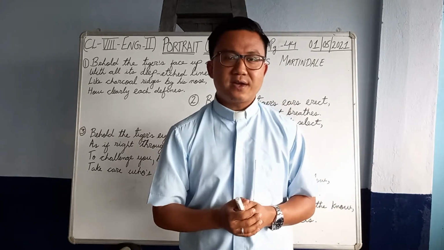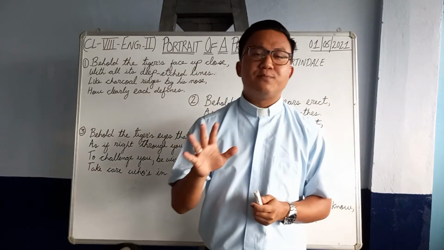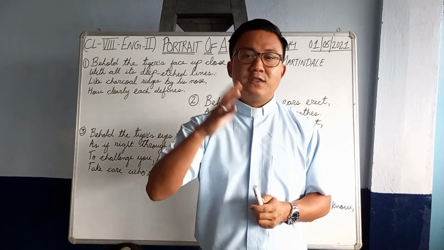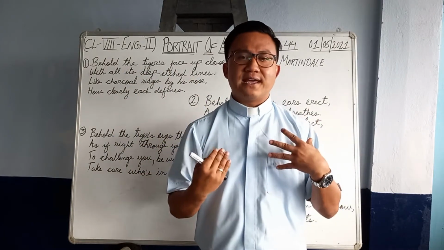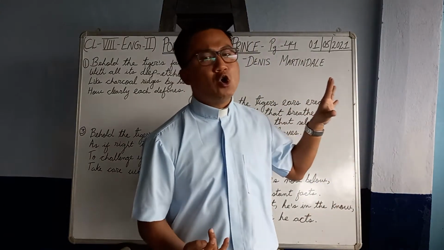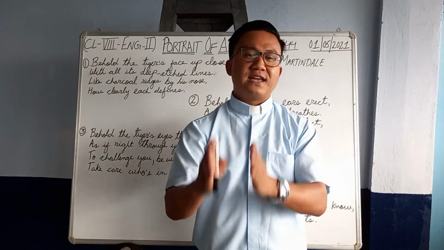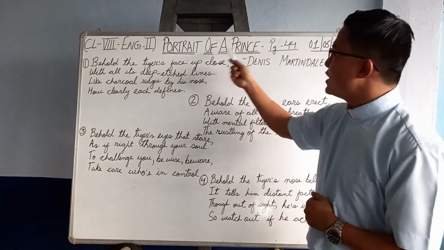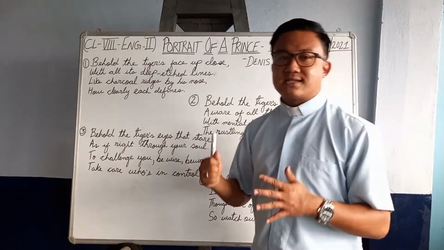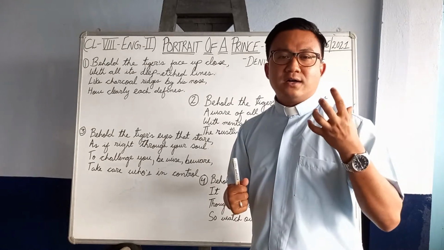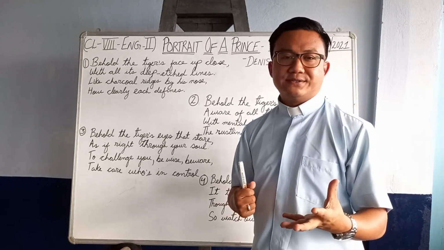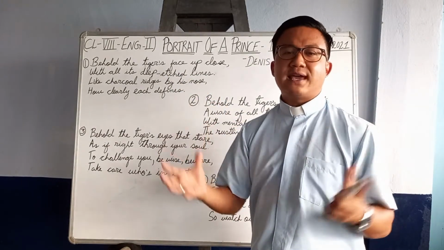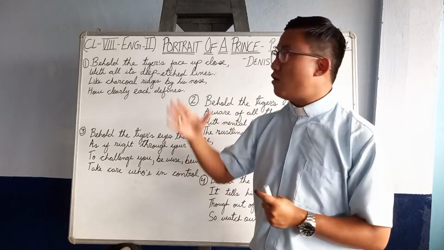He is still living, and he has written about 700 poems in which he has tried to depict the beauty of nature and the beauty of wildlife. He has a great love for nature and wildlife, and in most of his poems he tries to depict that beauty. In our poem of today, Portrait of a Prince, Denis Martindale has done the same. He writes about the tiger, and he has beautifully explained the features and various characteristics of the tiger in this poem.